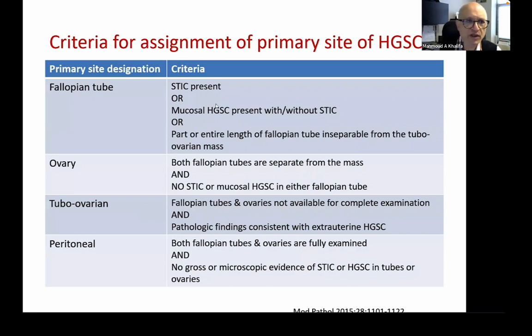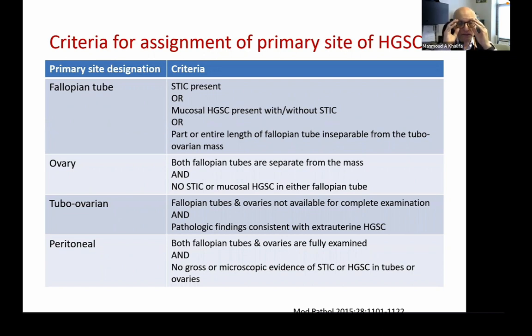How do you work this list here? CAP provided us with this table to assign the primary site for high-grade serous carcinoma. I'm sure you read that table, but I want to spend a couple of minutes to talk about it a little bit. The carcinoma is considered a primary fallopian tube carcinoma if you have STIC, if the mucosa of the fallopian tube is involved with or without STIC, if part or entire length of the fallopian tube is inseparable from the tubo-ovarian mass.